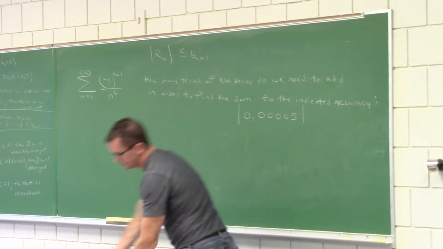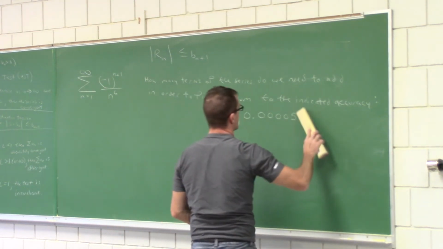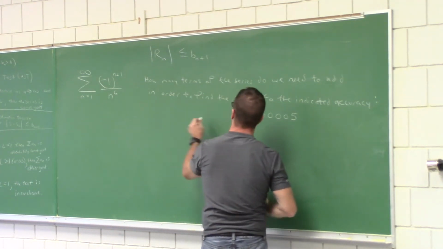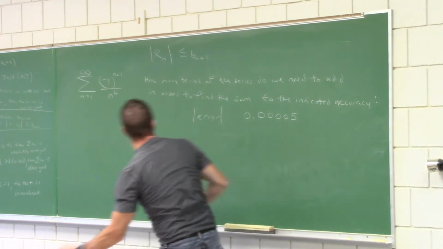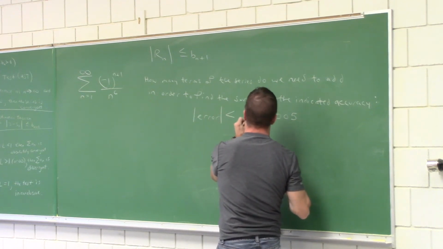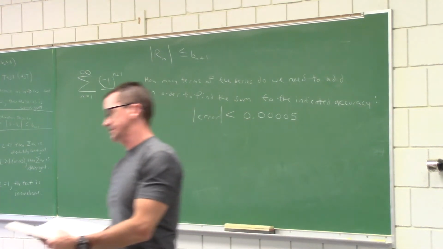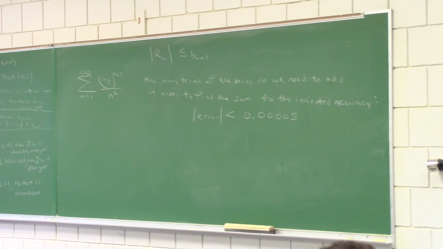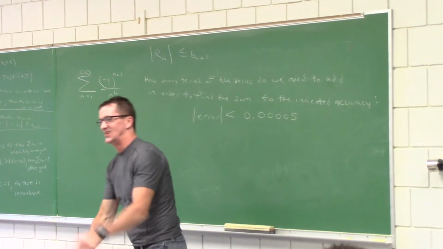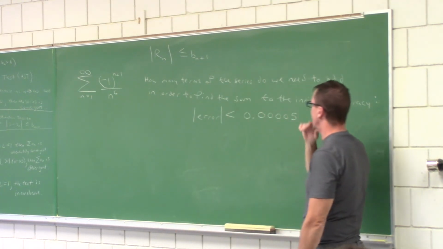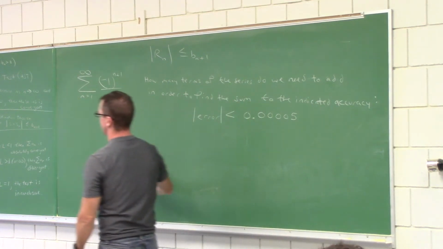And in front of this, they wrote the bars around the error, less than this. That is 4 zeros and a 5, right? Okay, good. So we got 4 zeros and a 5. How many terms in this series do we have to add?